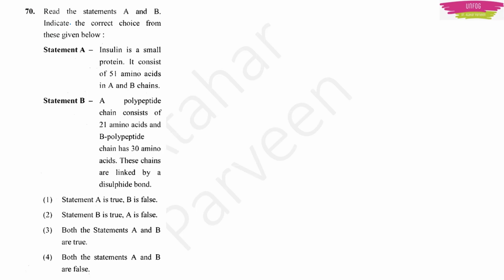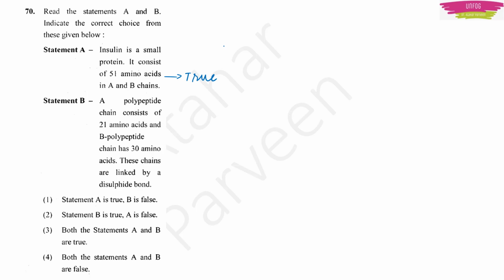Next question. Read the statements A and B, indicate the correct choice from those given below. So we have two statements A and B here, and we have to tell whether these two statements are true or false, or which one of them is true and the other one is false. Okay. So the first statement we have here is, insulin is a small protein. It consists of 51 amino acids in A and B chains. Statement A is true.